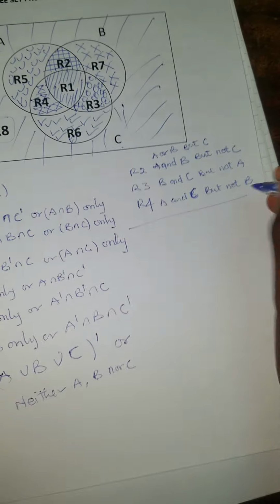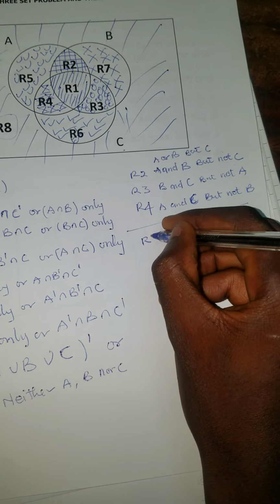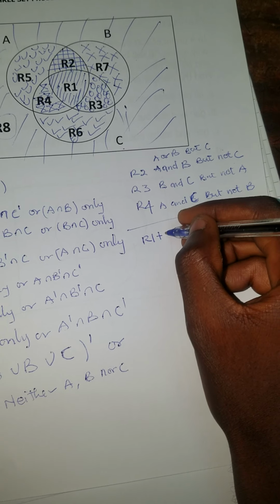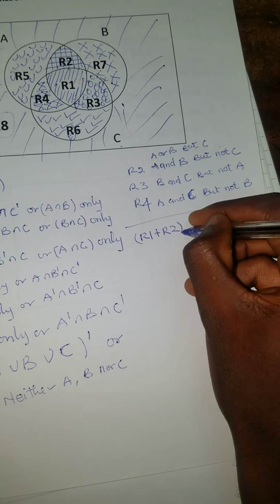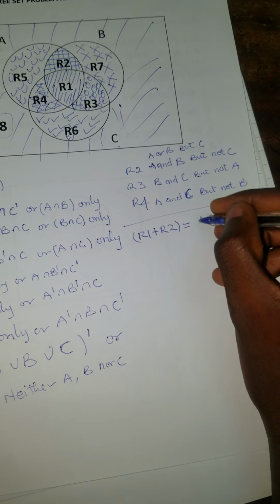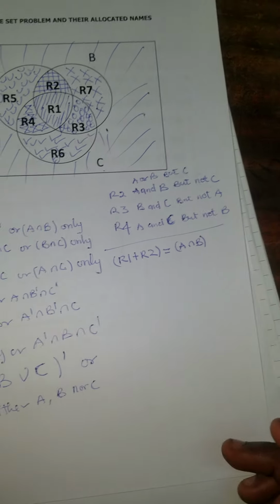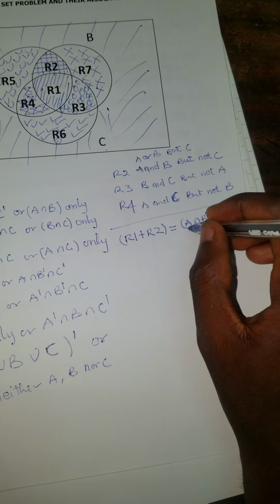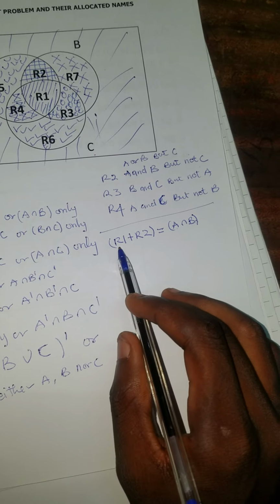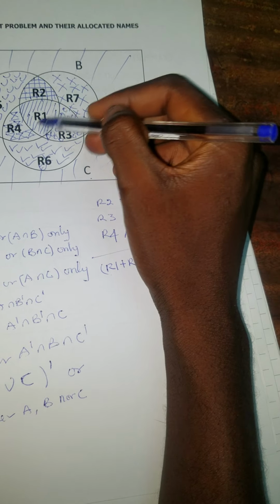And after that, we'll look at region 1 and 2 combined, which is called A intersection B. A and B, or you see them say both A and B. If you see both A and B or A intersection B, it means region what? 1 and 2 combined. This region 1 and 2 combined.